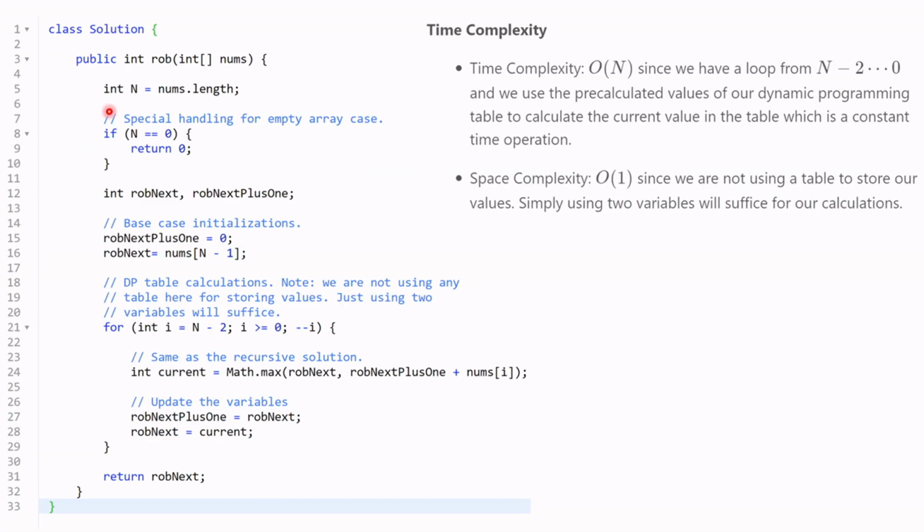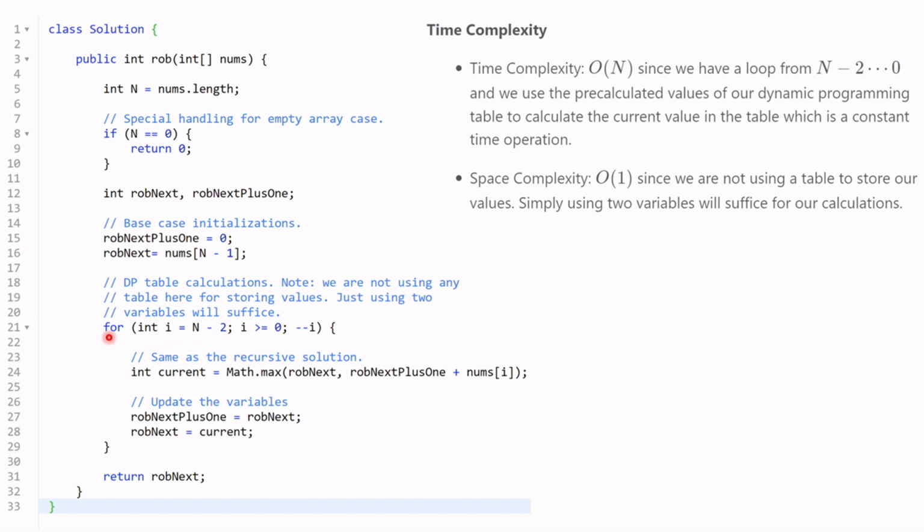Let's see the coding section here. We will start with n equal to nums.length, and then this is our empty array case. This is the base case. Then rob next and rob next plus 1, two variables we are taking here, right? Now in the base case, rob next plus 1 is 0 and rob next is nums[n minus 1], the last one.